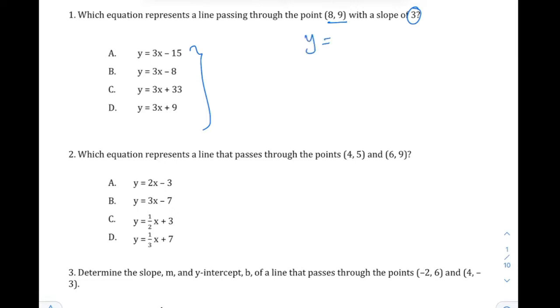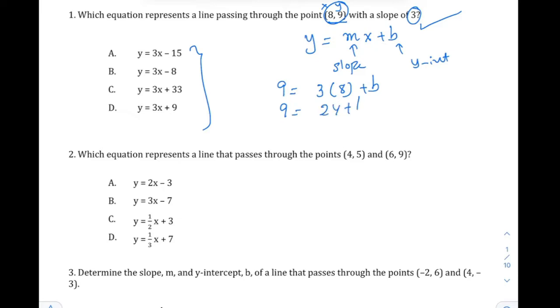So we all know that y equals mx plus b, where m is the slope and b is the y-intercept. So slope is given. We have a point here, so we will use this point. This is x and this is y. We will replace. So 9 equals 3 times 8 plus b. 9 equals 24 plus b.